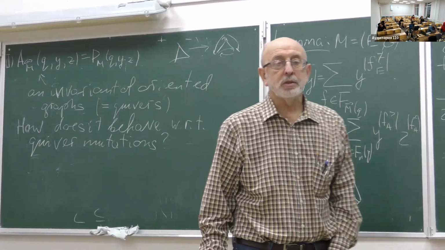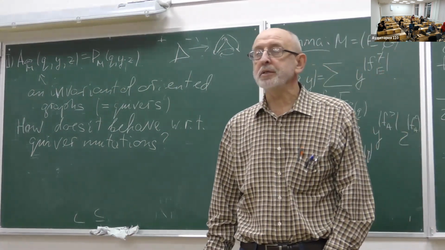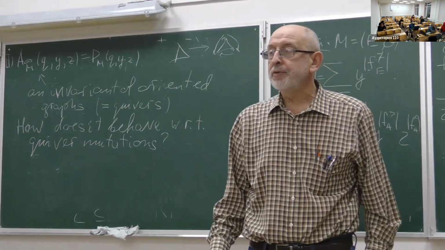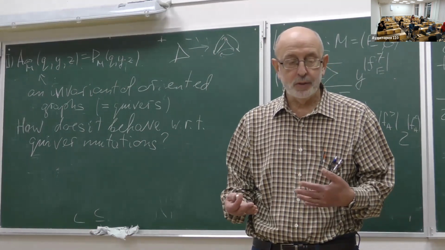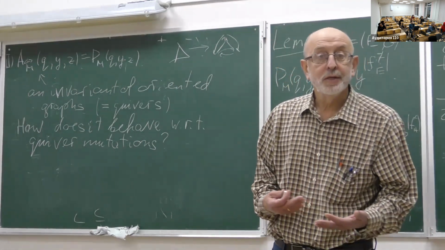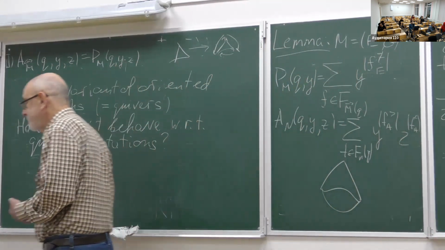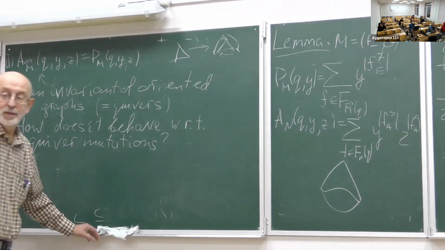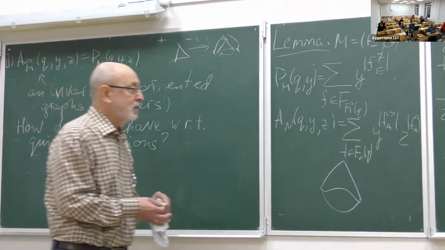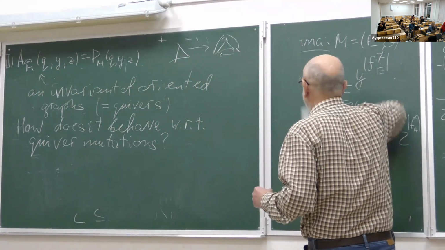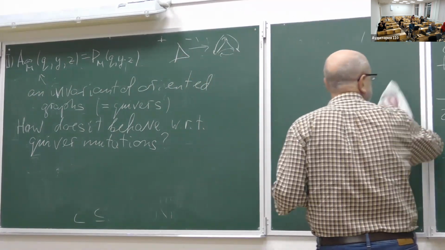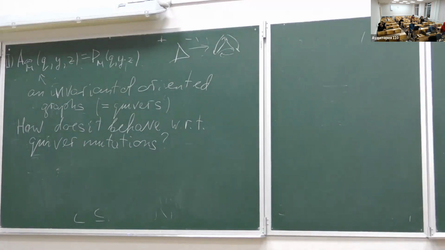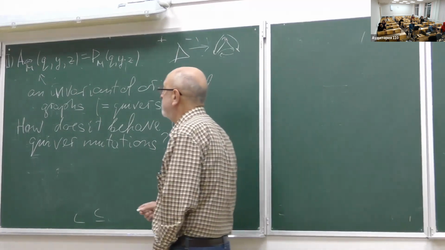One of the problems in the theory of cluster algebras is the lack of invariance under mutations. Could it be that one can make something from that polynomial which is invariant under mutations? That's one problem. The second one, question number 2.